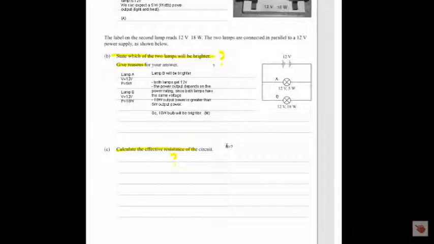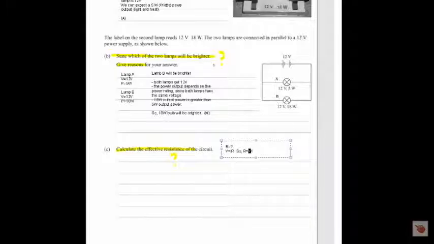Well, what does total resistance equal to? Well, I know V equals IR, so R equals V over I. That's using algebra to rearrange V equals IR to get R equals V over I. Now, I know this value right here.